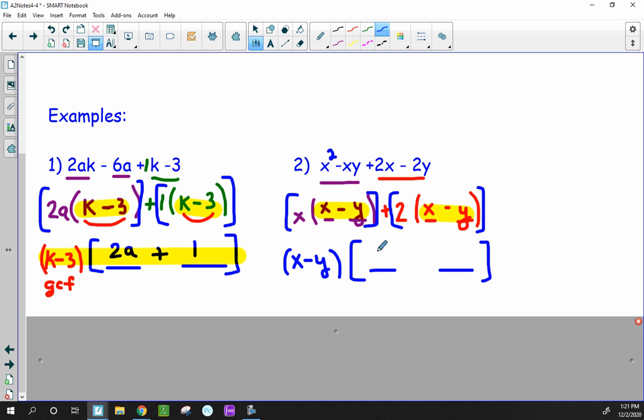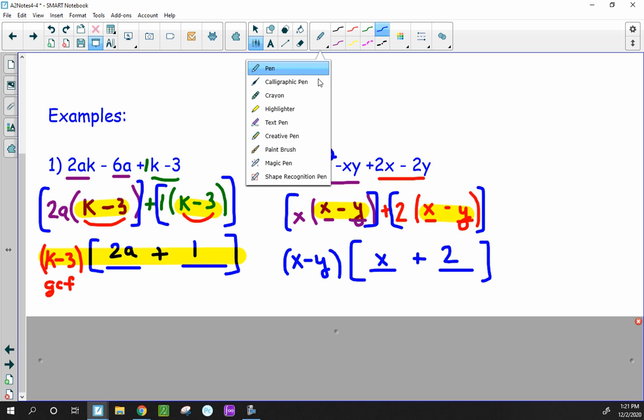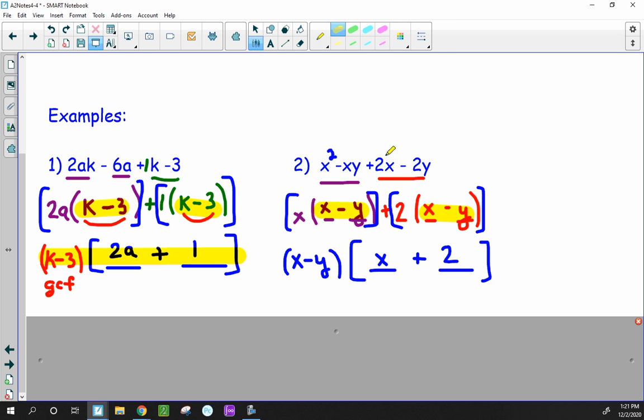X minus y times something is all of this in the first bracket. And so again, this is a repeat. The only thing that I don't have right now is the x, so that's what goes in the blank. X minus y times something is 2 times x minus y. Well, it's got to be a 2. And the sign's positive, so I'll keep that sign. So my answer for example 2 is x minus y times x plus 2.